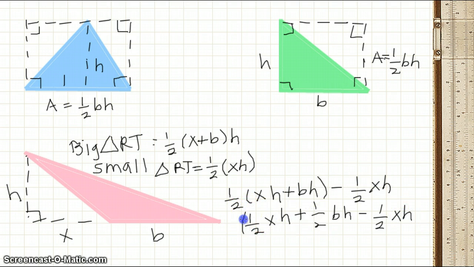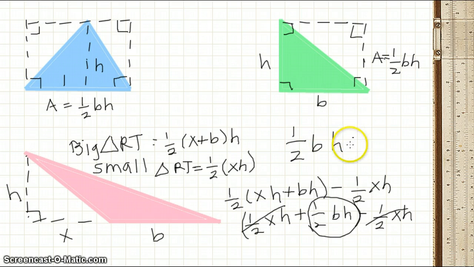Let's put these in parentheses here. Now we can clearly see that we have the same numbers on both sides, so we cross them both out because they cancel each other out. That is how we are left with 1/2 times base times height, and that is how we end up with our area for our last triangle. And this is how we find the area of triangles.